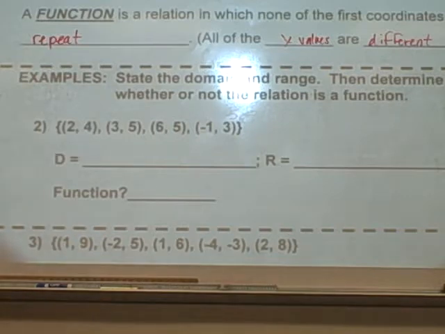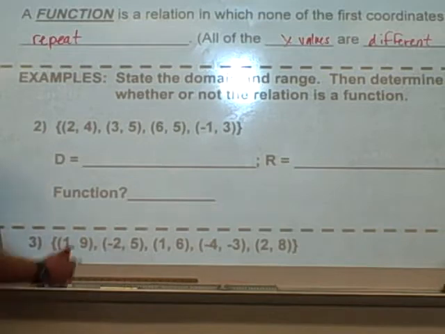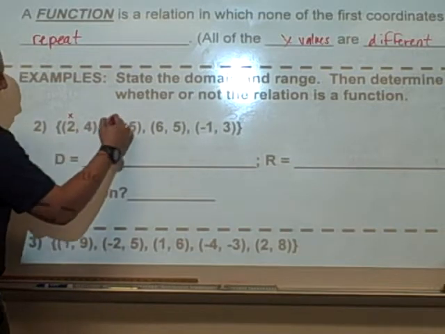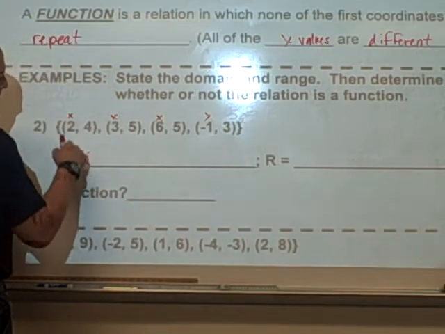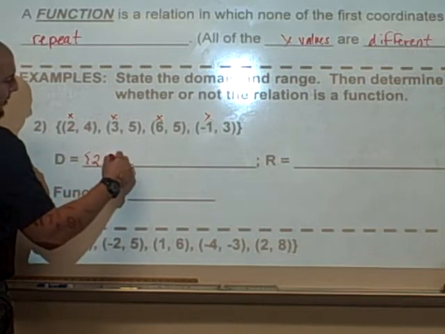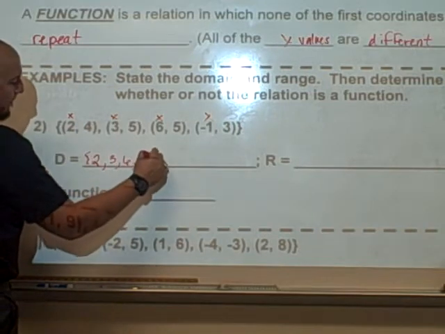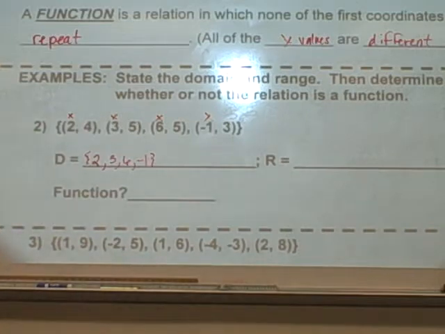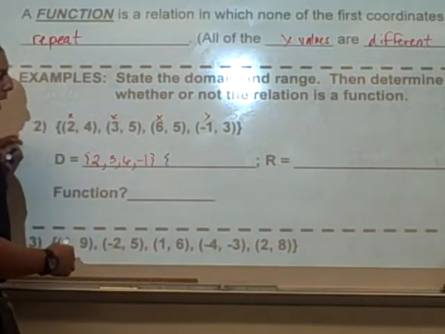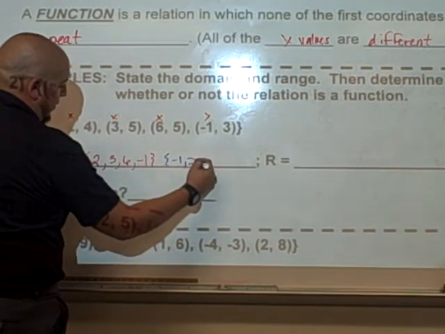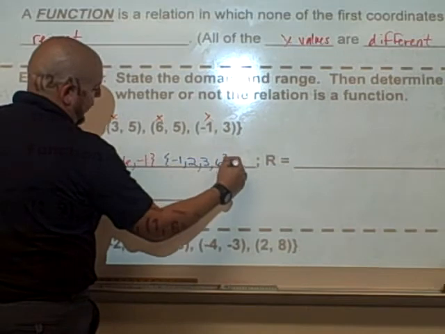Okay, if we look at an example: state the domain and range. Then determine whether or not the relation is a function. Let's look at the domain. The domain are all my x values: x, x, x, and x. So my domain is equal to 2, 3, 6, and -1. Some people will also write this in numeric order. It's more proper to write -1, 2, 3, and 6, from least to greatest.